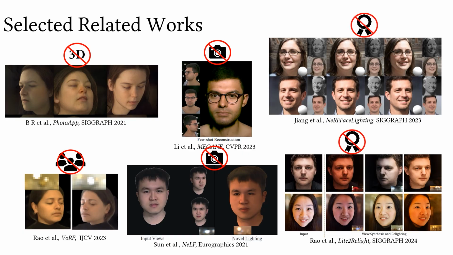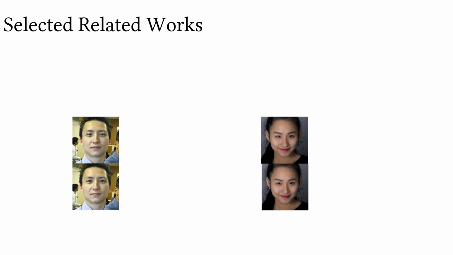More recent methods, such as NeRFFaceLighting, a spherical harmonics-based relighting, and Lite2Relight, an environment map-based relighting approach, use 3D GAN priors and achieve relighting. However, they only produce low-frequency lighting effects, and the relighting quality remains limited. To understand what we mean by accurate light control and high-quality relighting, let's look at some examples.